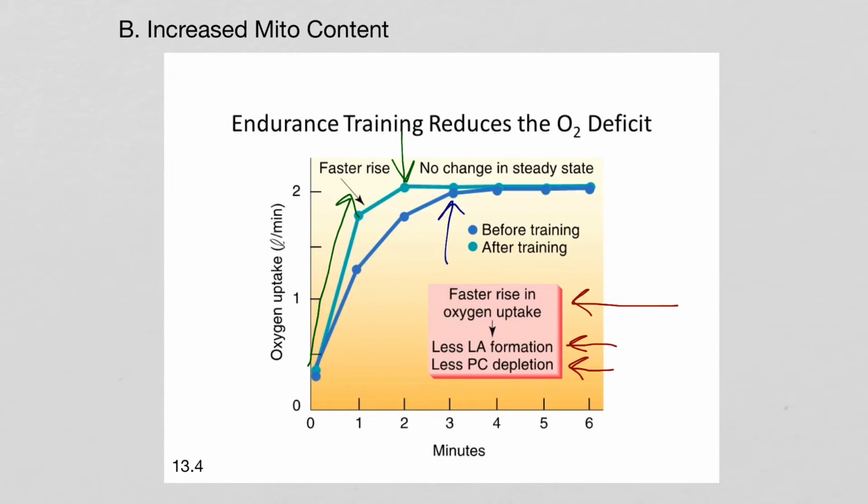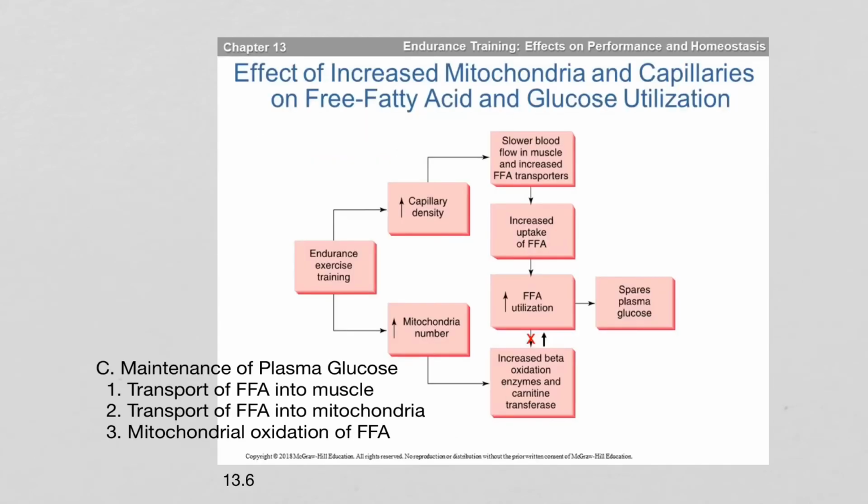And so your overall homeostasis is improved. As we now move into the next section, we'll see another important feature of an increased mitochondrial content, and that is a maintenance of plasma glucose. And I'll use figure 13.6 here to explain the finer points of this.